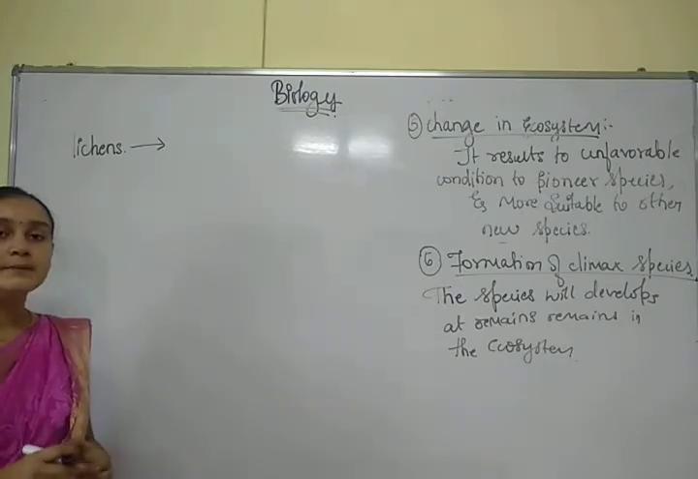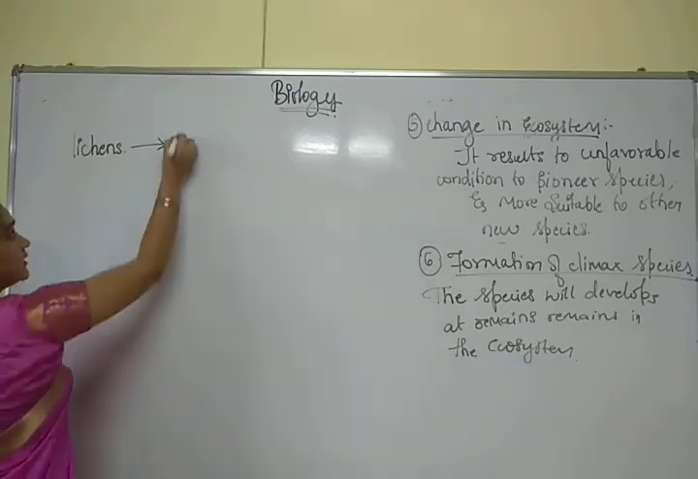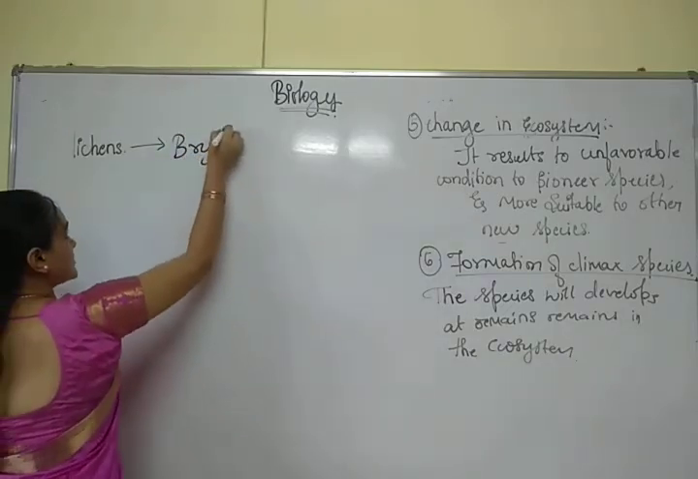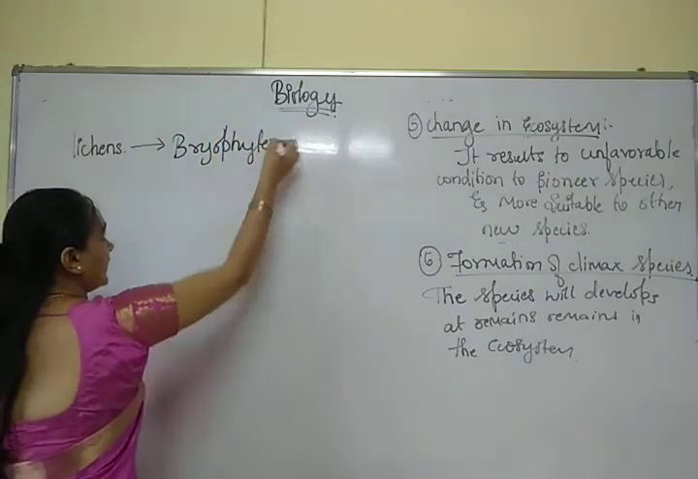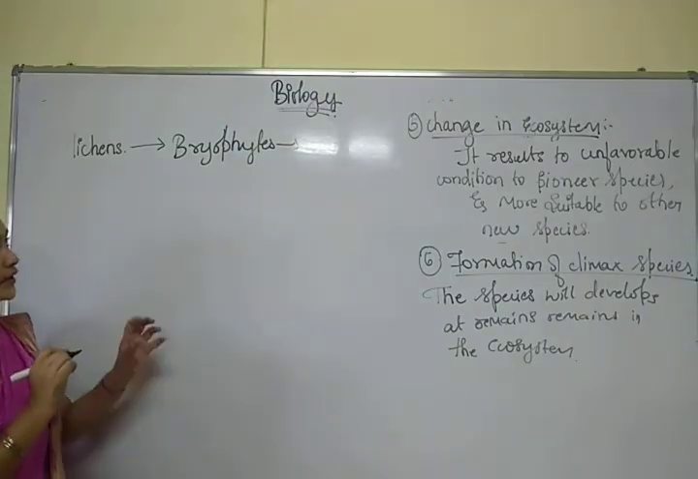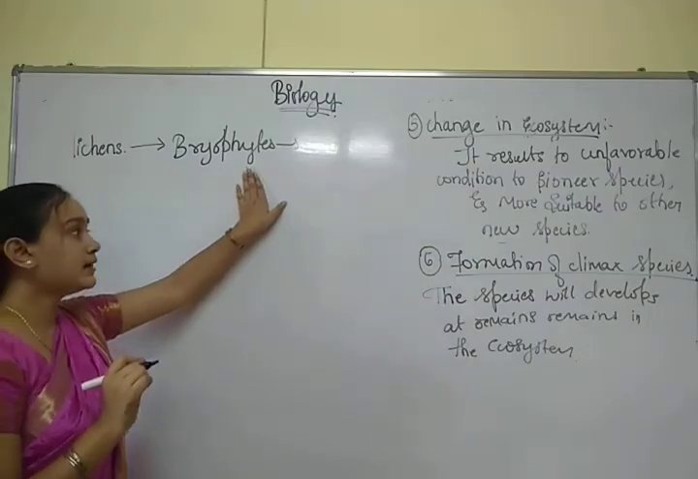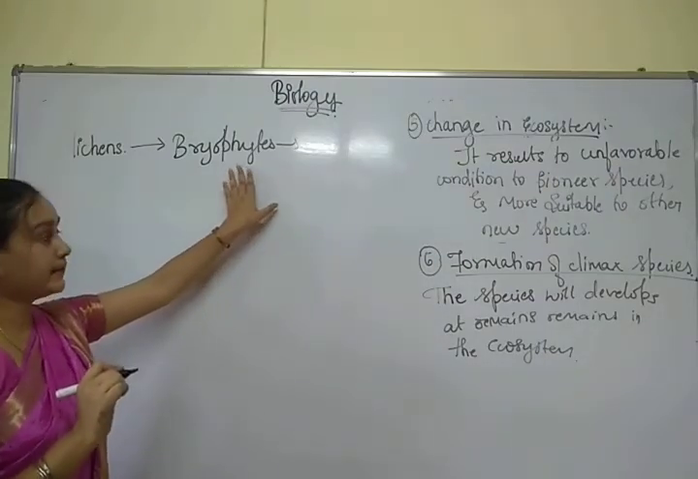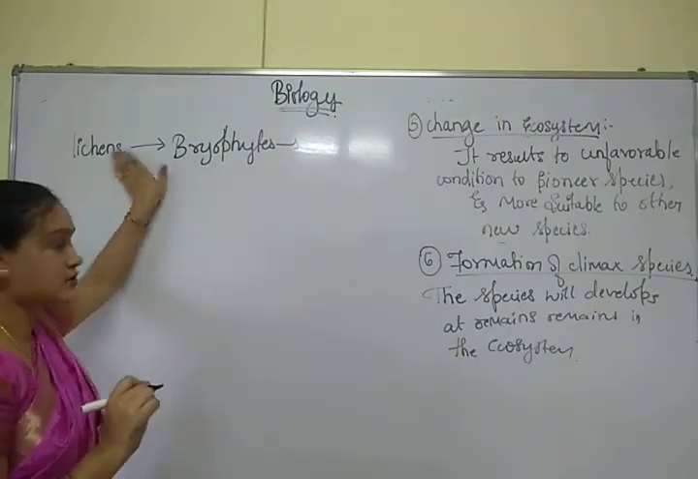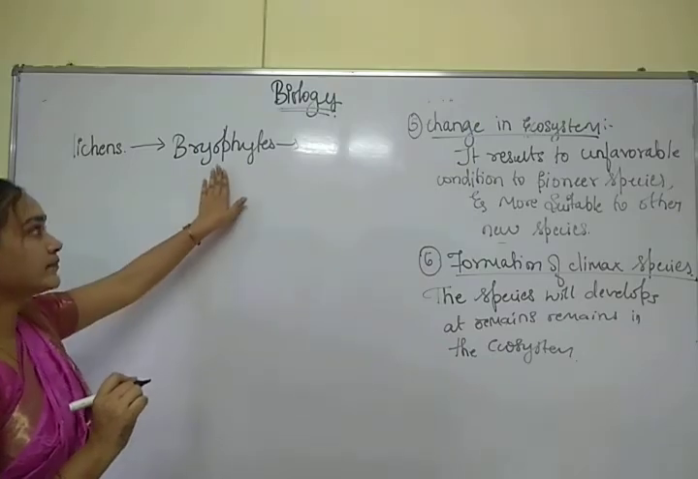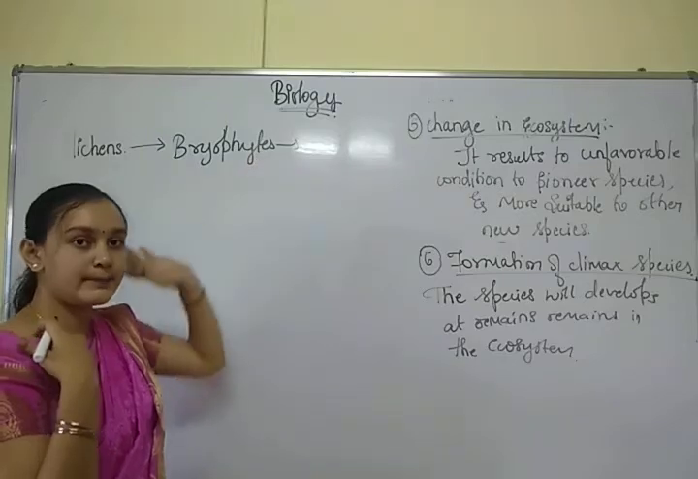When there is less availability of soil, plants like bryophytes can develop. So now soil availability is low, and with that low soil availability, bryophytes develop. Because there is a development of soil, the lichens can't be present there. So now lichens will get extinct and the bryophytes will develop. So the lichens are being replaced by bryophytes.